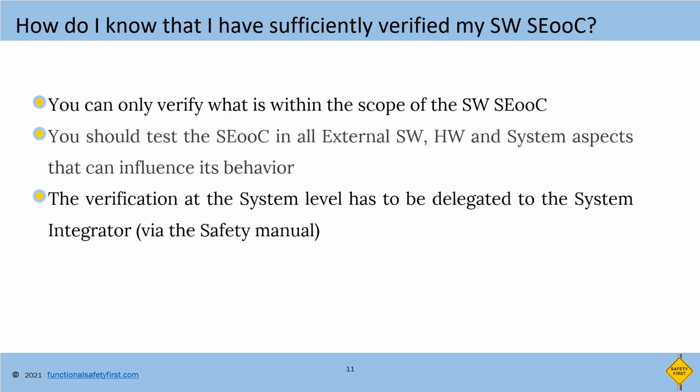To summarize in short, number one, you can only verify what is within the scope of the software SEooC. Number two, you should test the SEooC in all the external software, hardware, and system aspects that can influence its behavior. And number three, you have to delegate the verification at the system level to the system integrator by writing those requirements in the safety manual.